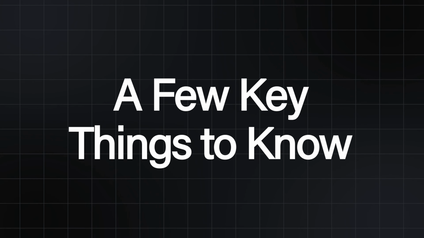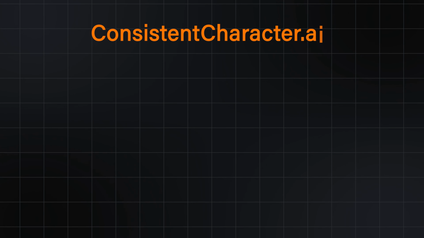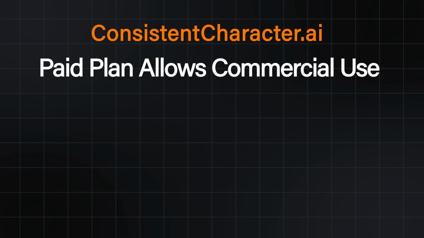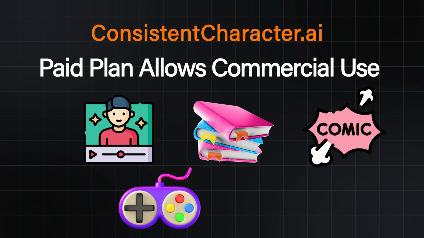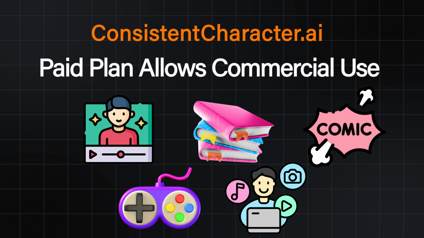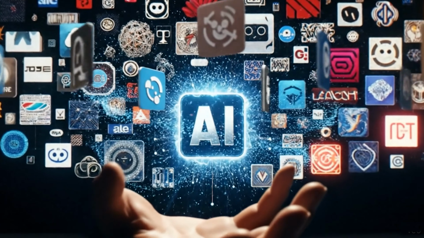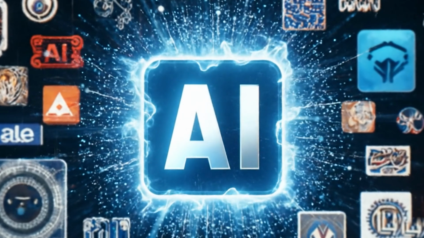Now, before we wrap up, here are a couple of important things to know. Anything you create with ConsistentCharacter.ai can be used commercially if you're on the paid plan. So if you're planning to make character-based videos, children's books, comics, game art, or branded story content, you're allowed to use your characters for business purposes. Just make sure you're on the correct license tier. The tool is also fast. Most generations take only a few seconds, so building entire storyboards or character packs is quick and efficient.